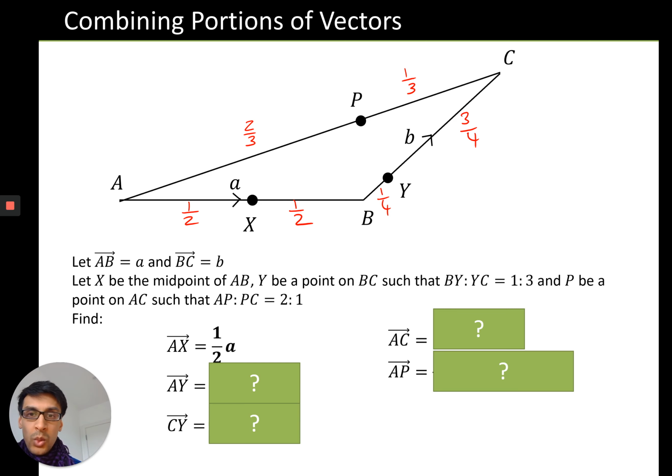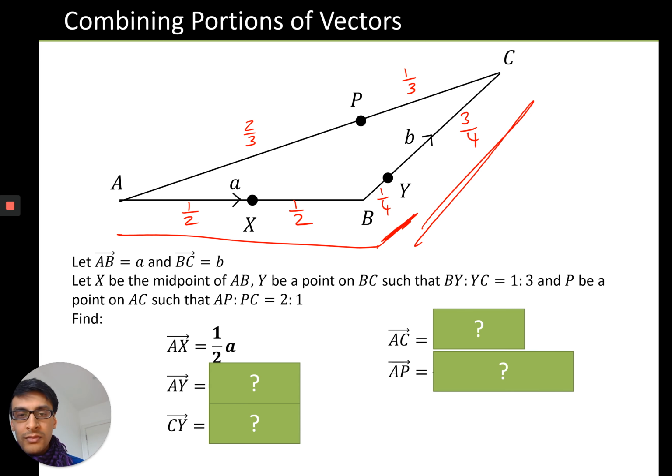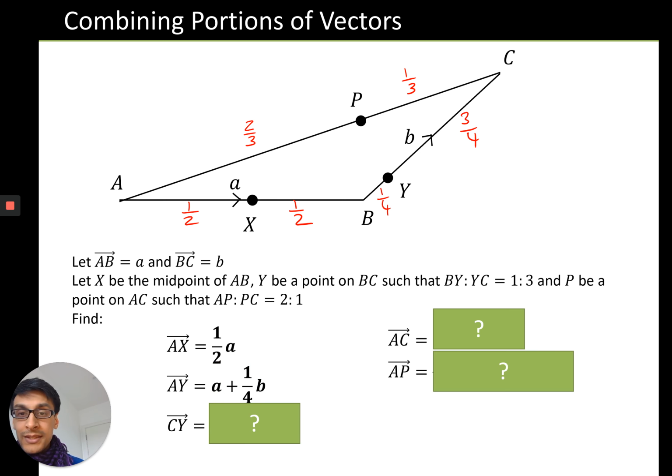So I want to go from A to Y. So that means I go all the way along a and then 1/4 of the way along b. So it's going to be just a plus 1/4 b. Question 3, CY. So I'm going from C to Y. Well, that's going to be -3/4 of the way along b. So -3/4 of b.